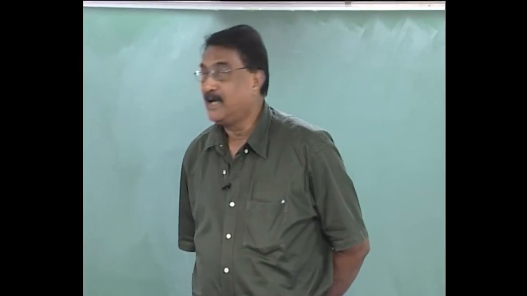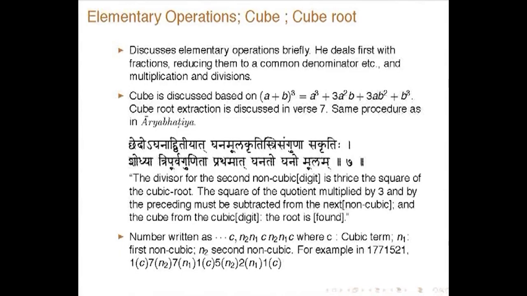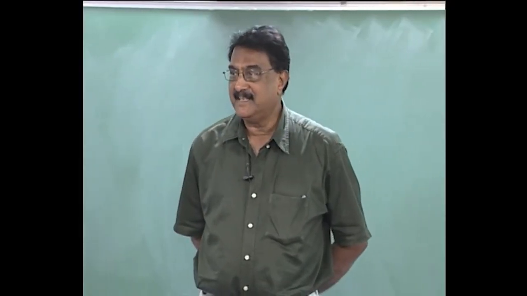But anyway, for completion, I will say: chedo ghana vitiyat ghanamoola krutis trisanguna sakrutihi shodhya tripurva ganita prathamat ghanato ghano moolam. The translation is: the divisor for the second non-cubic digit is thrice the square of the cube root. The square of the quotient multiplied by 3 and by the preceding must be subtracted from the next non-cubic, and the cube from the cubic digit, that is the root which has already been found. So anyway, it has been discussed in great detail.